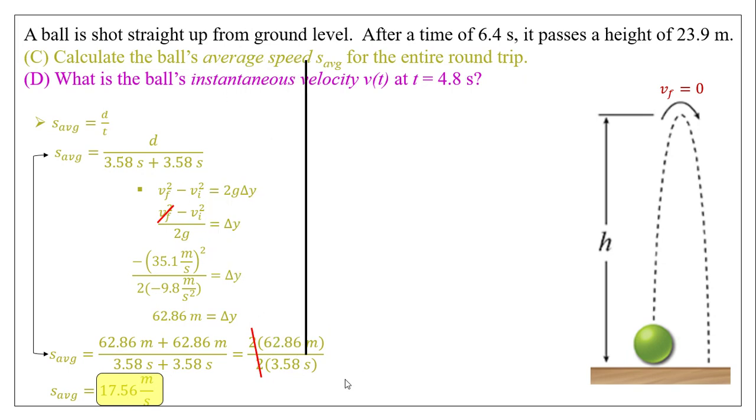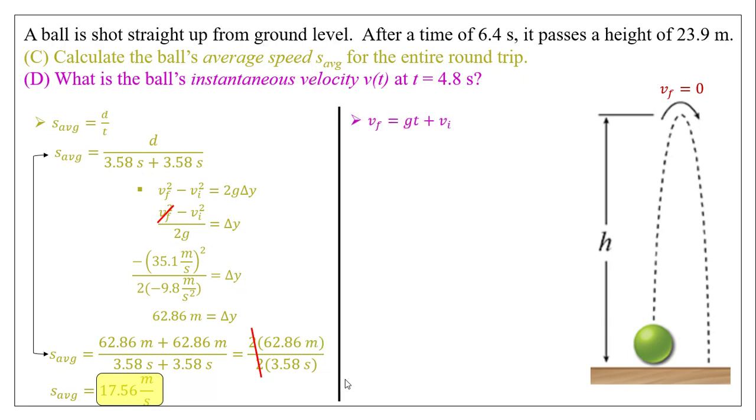All right, so let's do part D. Part D says, what is the ball's instantaneous velocity at 4.8 seconds? Well, instantaneous velocity here just really asks you to find the final velocity at that moment in time. So here, I just wrote out the function to find final velocity, which is a times t plus vi. But you notice here, instead of a, I just wrote g for acceleration due to gravity. I know the acceleration due to gravity value is a constant negative 9.8. The time here is 4.8. And the initial velocity here is 35.1, as we calculated in part A.